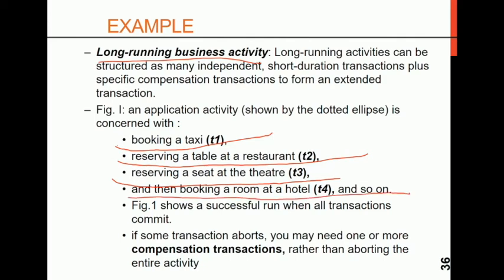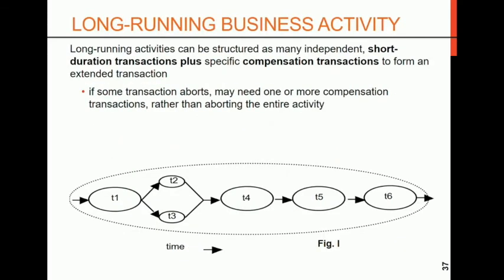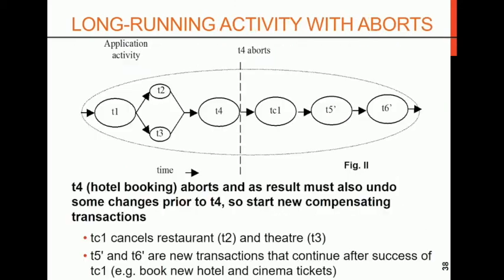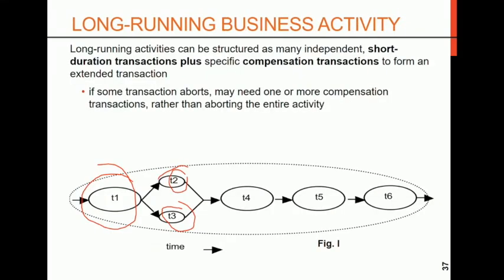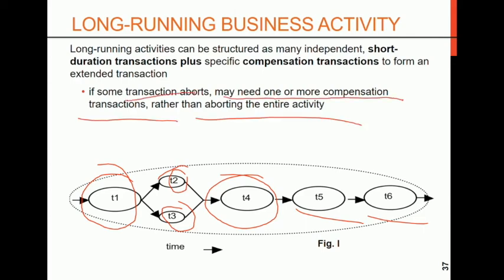So here we've got a view on that, an example of how this could be structured. You've got transaction 1, and then transaction 2, and transaction 3. In this case, for example, they're meant to be running in parallel, and then booking the hotel and the room, and then there might be some other transactions after that. If these run as expected and everything's fine, there's no problem. But if some transaction aborts, then we need one or more compensation transactions rather than aborting the entire activity. It doesn't make sense to abort the entire activity.